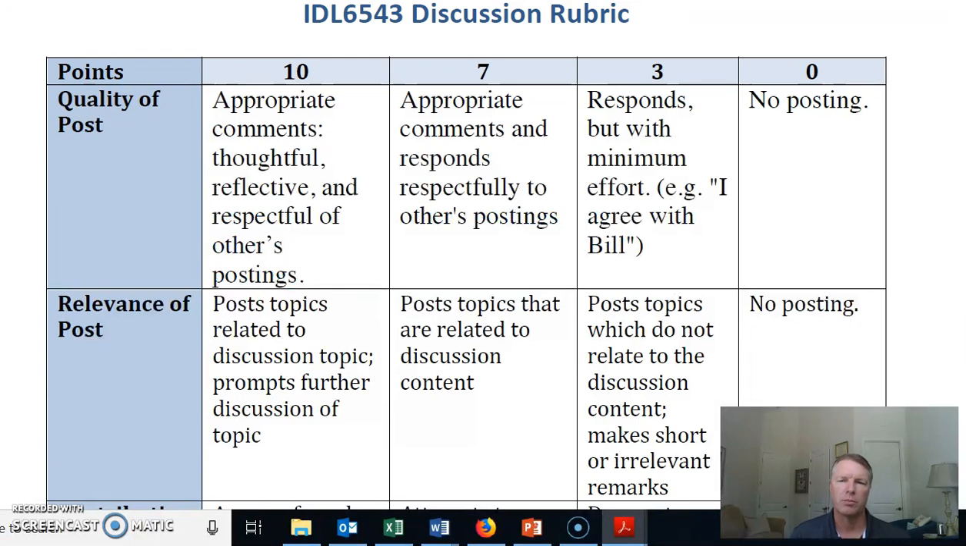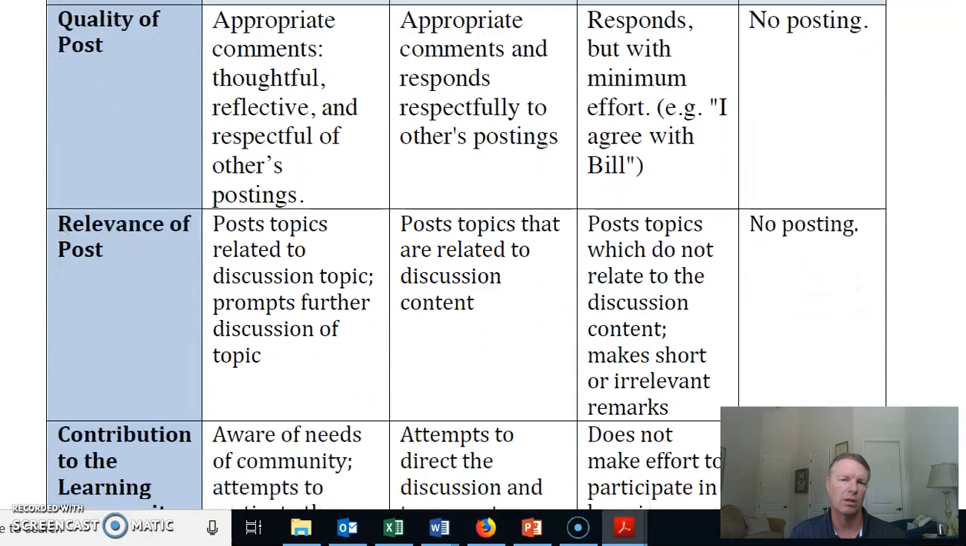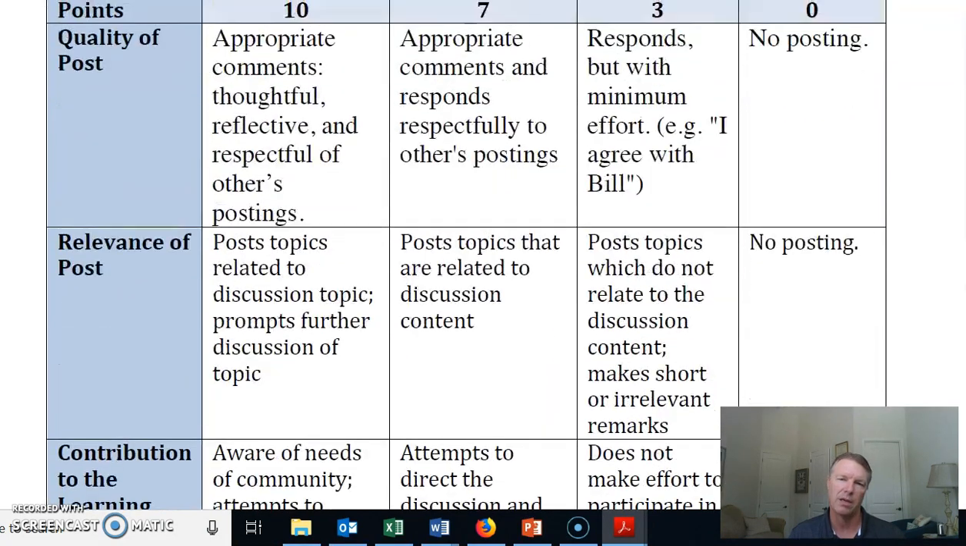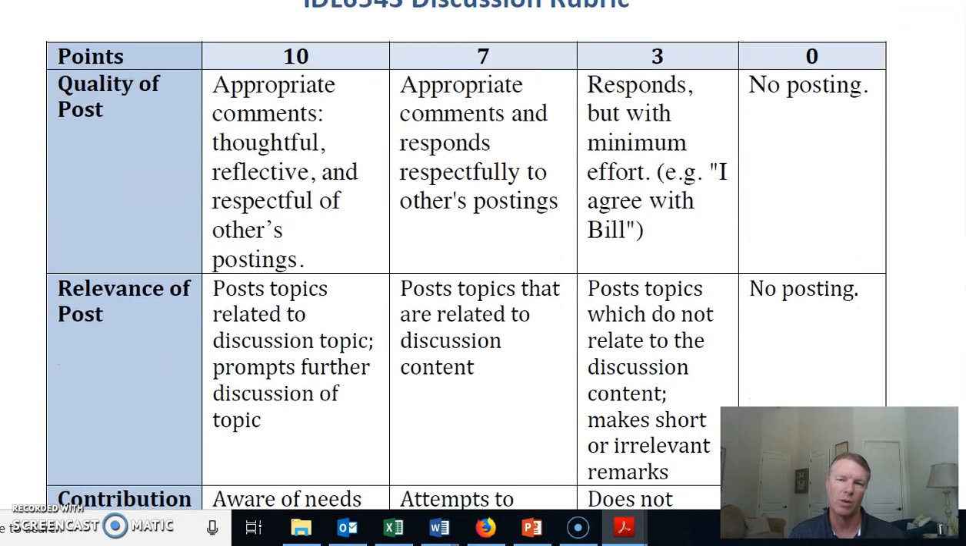Okay, here's the simple rubric, and again, I will hyperlink these so you can look at them in a little bit closer detail. An example of quality of post, relevance, contribution to learning community. So there's only 3 aspects on this with a 4-point, or 4-level, rubric for performance. And again, they use the 0 rubric as the lowest for no posting applications.